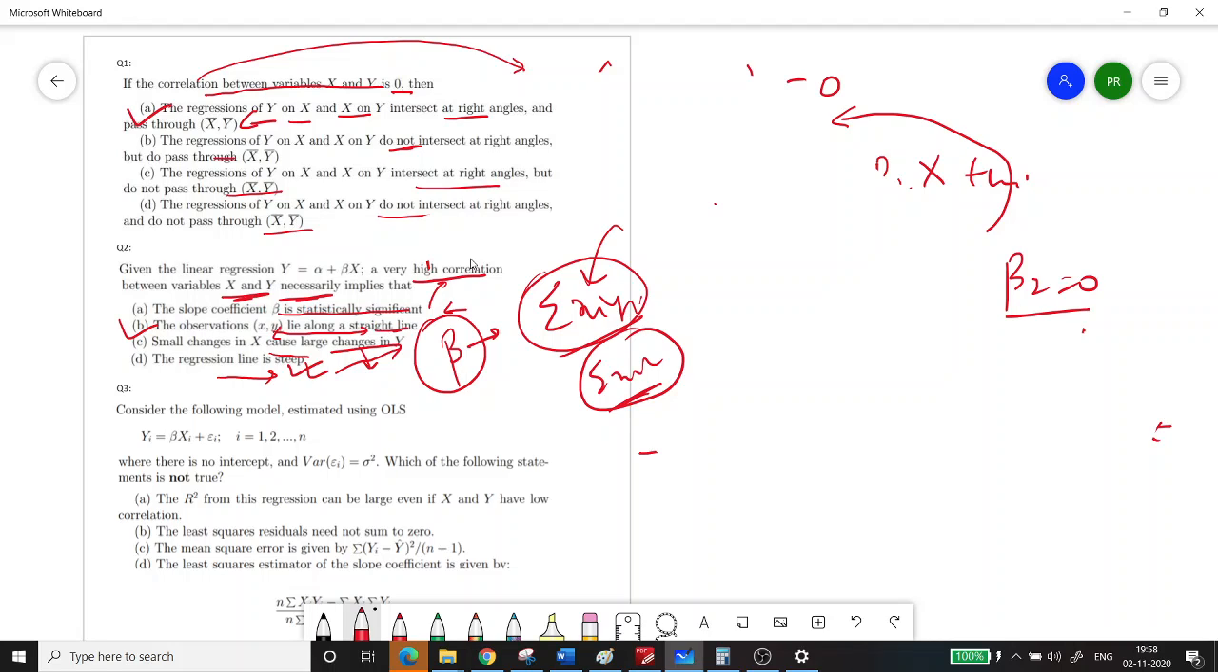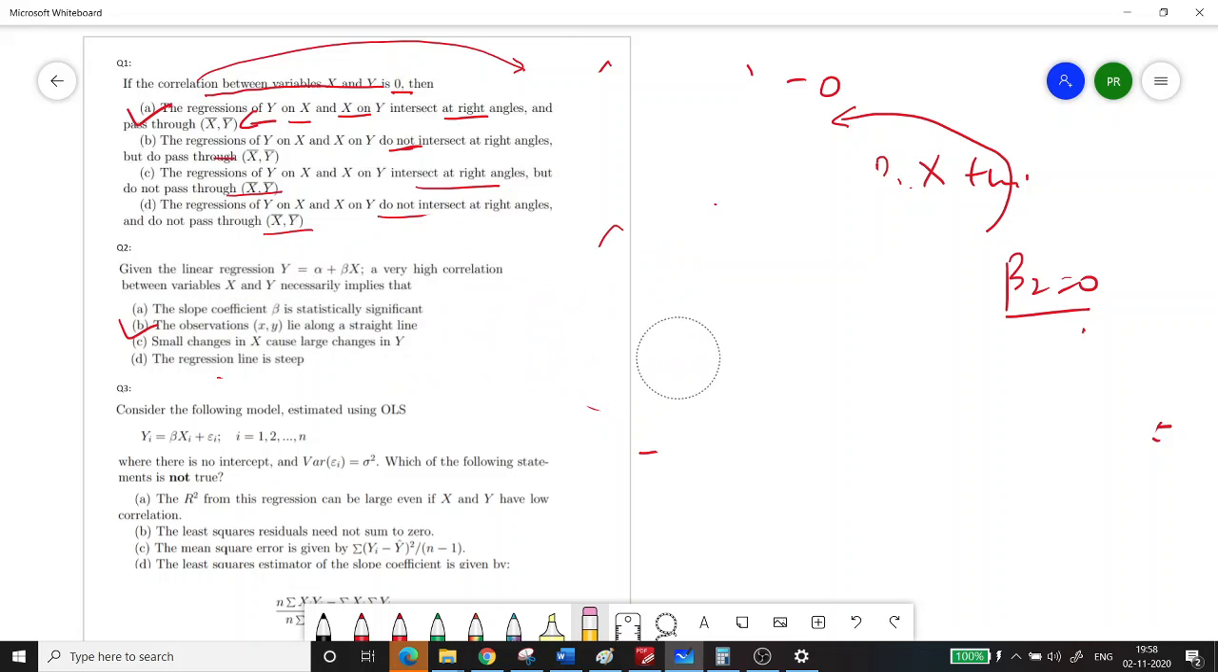Because unnecessarily high correlation, we don't know whether it's a high positive correlation or high negative correlation, but we know that there is a sufficiently high degree of linear relationship between y and x. So the observations xy lie along a straight line will be the true answer. Okay, so let us go to the third question.